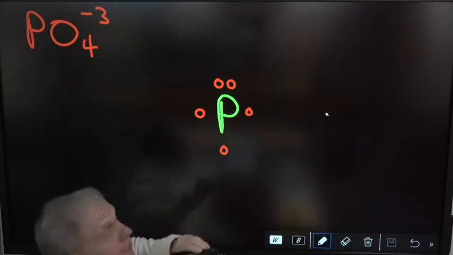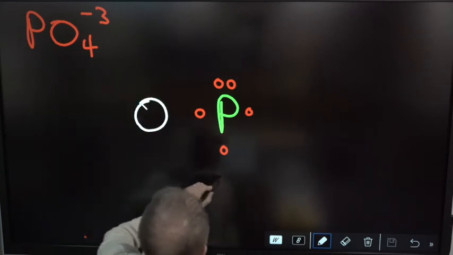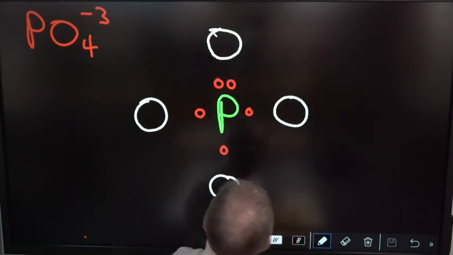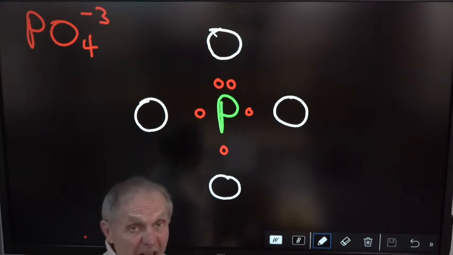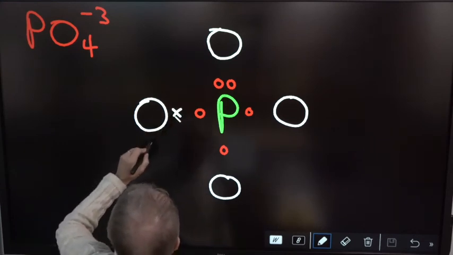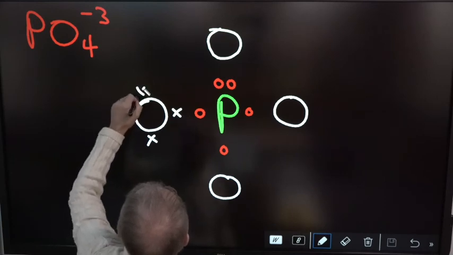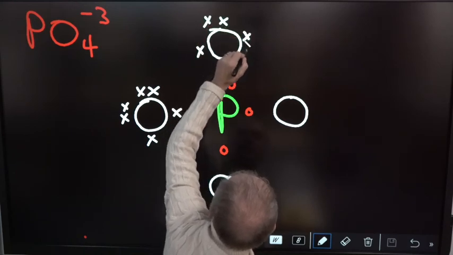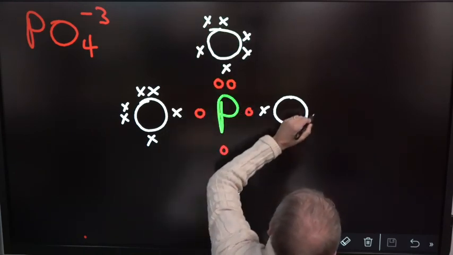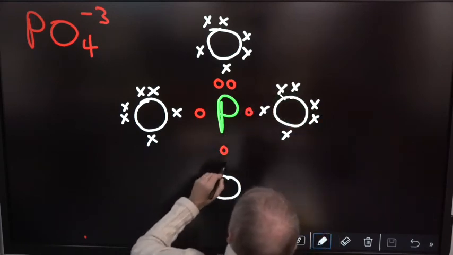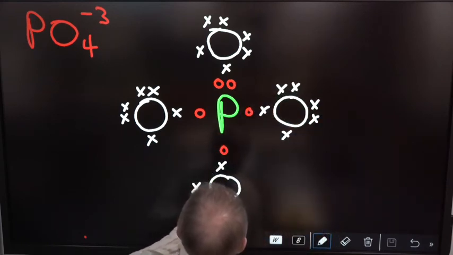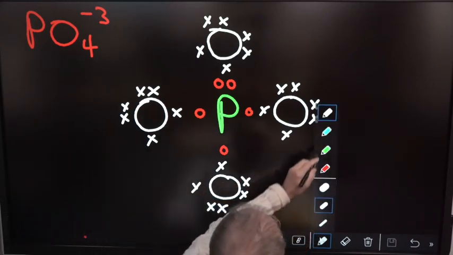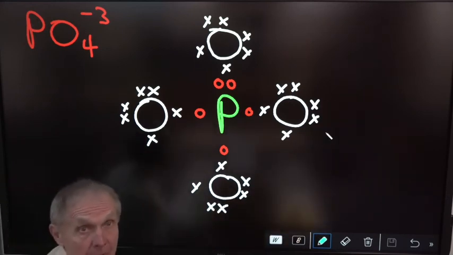And there's 4 O's, so we got to have an O here, an O here, an O here, and an O here. Now, they have 6 electrons: X, X, pair, pair, and so on around each O. Okay, now, it's going to get more complicated, but watch.